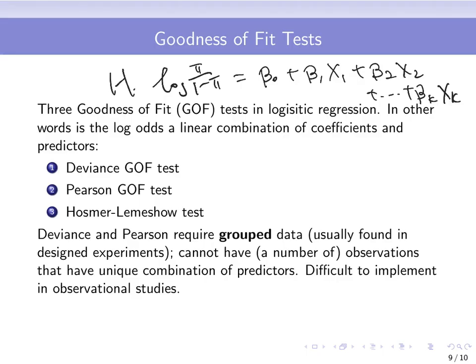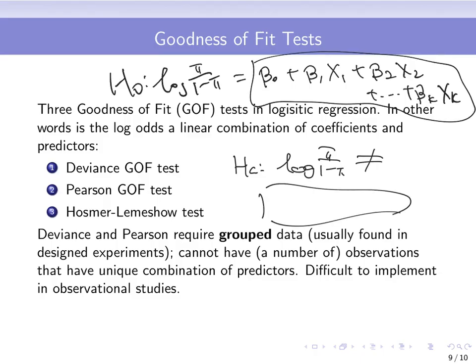The null hypothesis in all of these goodness of fit tests will say that that equation works, and the alternative will say that log of pi over 1 minus pi is not equal to this equation over there. So the alternative is basically saying your model doesn't fit well, because if it's saying that this is not equal to that, that means this doesn't fit the model. So in this case, you actually want to fail to reject. Failing to reject results in you concluding that you don't have evidence to say that the model doesn't fit well.